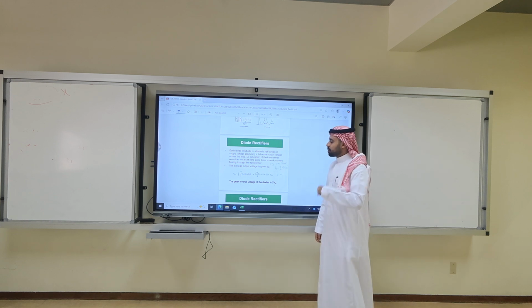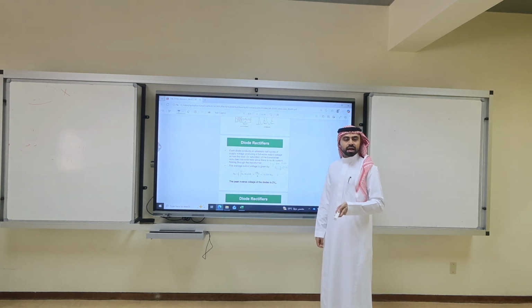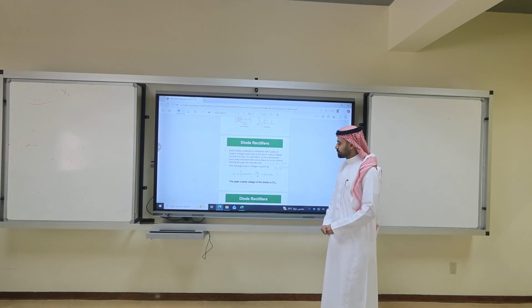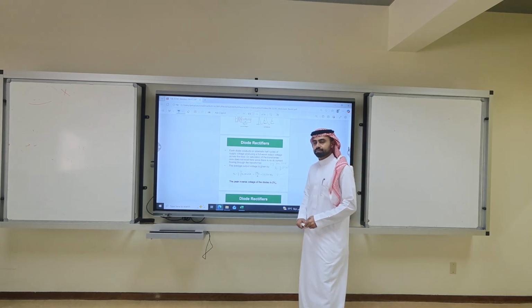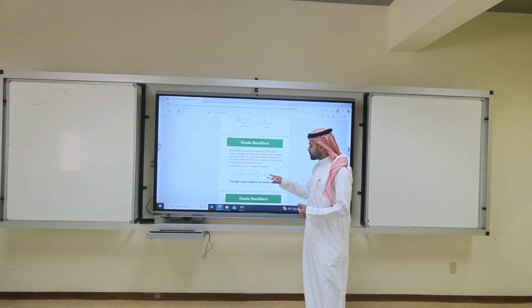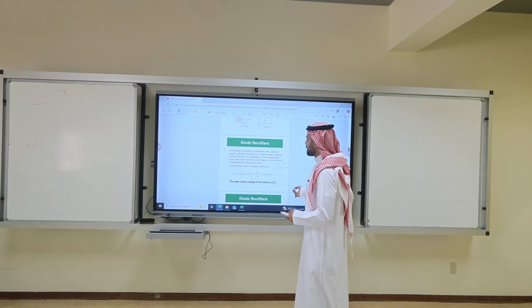So it's going to be 0.6366 times 110 over 2 times square root of 2 peak, times square root of 2. Okay? That's the DC value, which is 0.6 Vm.